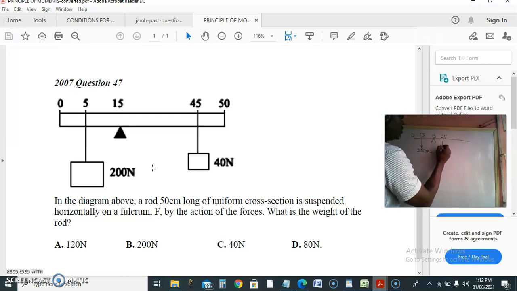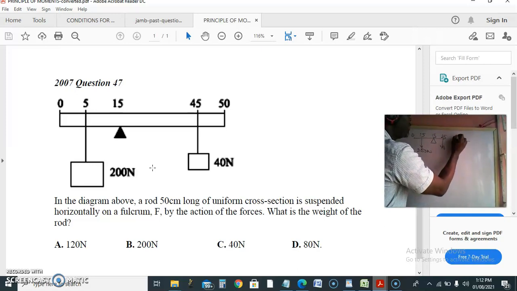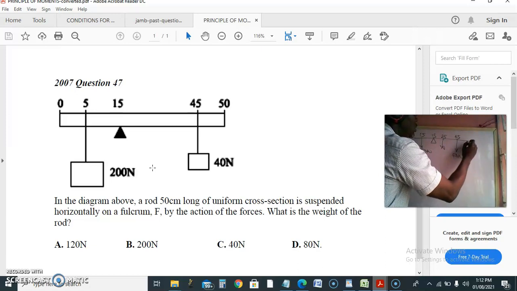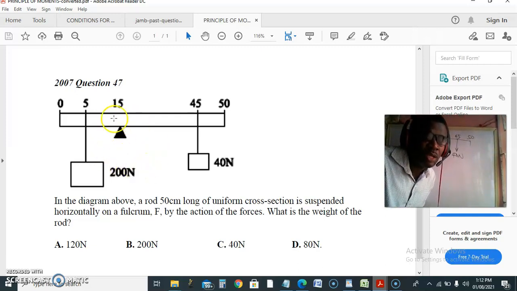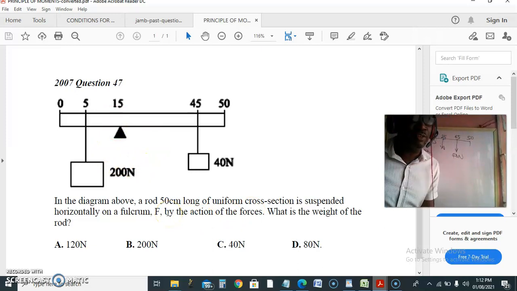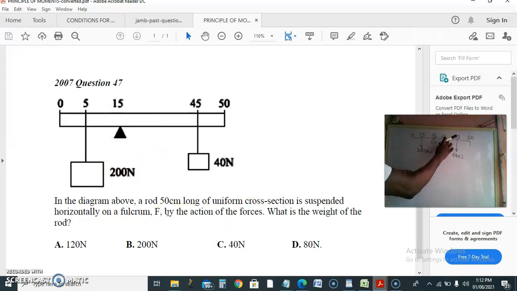Let W be the weight of the meter rule, the weight of the rod. Then we have 45. At 45, we have another weight of 40 Newton. Then the end of the meter rule, the end of the rod. So what's the weight of our rod? The weight of our rod is W.